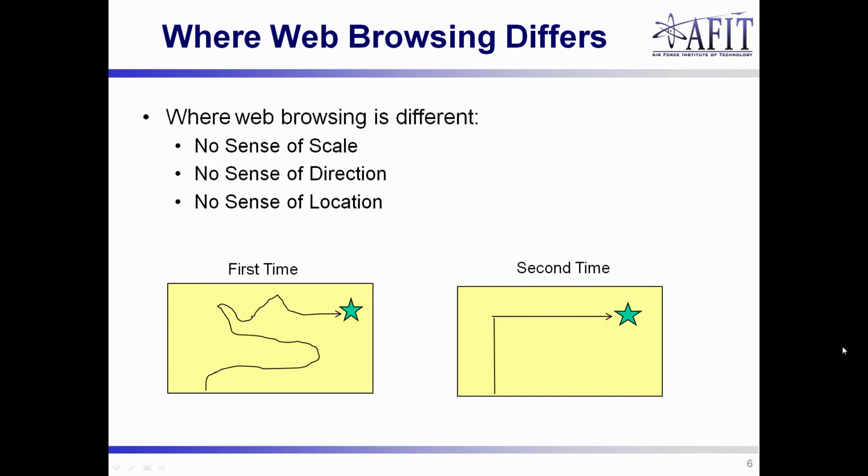But web browsing is not like moving through a physical space. First of all, there's no sense of scale. For large sites, you have no sense of how big it is. It could be 50 pages, it could be 10,000 pages. There may be huge sections that are unexplored.